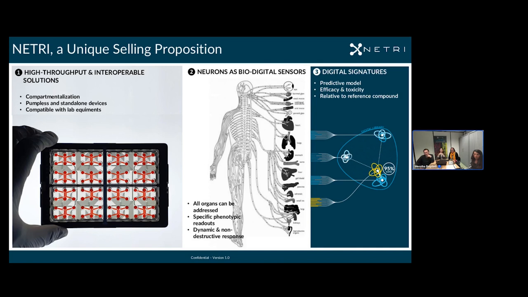The idea is that according to the type of stimulus, the neurons will respond in different ways. This electrophysiological response is what we call a digital signature, and this is what we are striving to create today: a digital library using reference compounds. We can then test target drugs or target compounds and predict, for example, their efficacy or toxicity in reference to the compounds that we have in our library and have characterized.